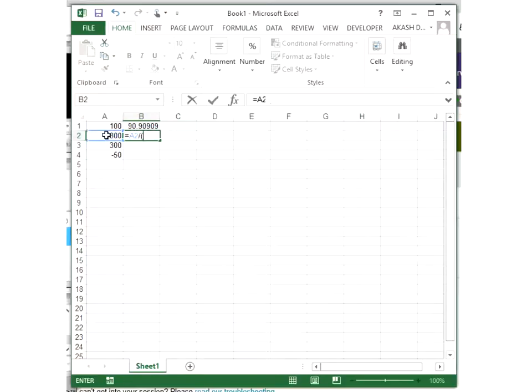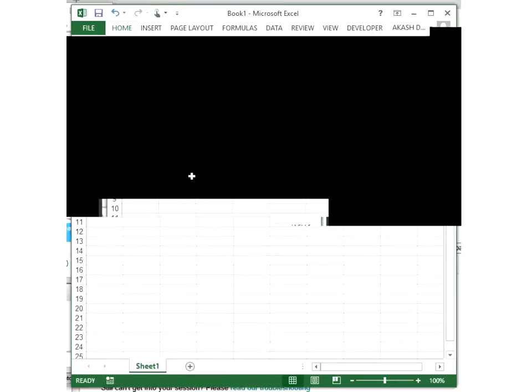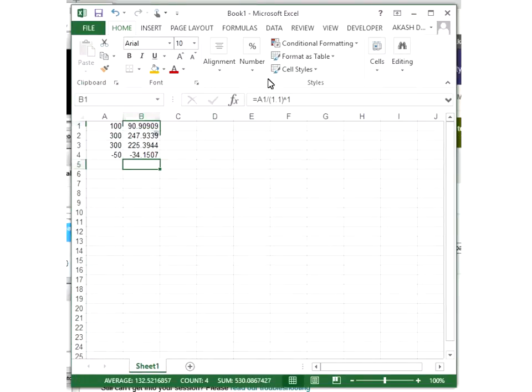Similarly, for 300, you can simply put 300 divided by 1 plus r, where r is 10%, raised to the power 2. That's going to be 247.93. And for the third period, it's going to be 300 divided by 1.1 raised to the power 3. That's 225. And then finally, negative 50 divided by 1.1 raised to the power 4. So that's negative $34.